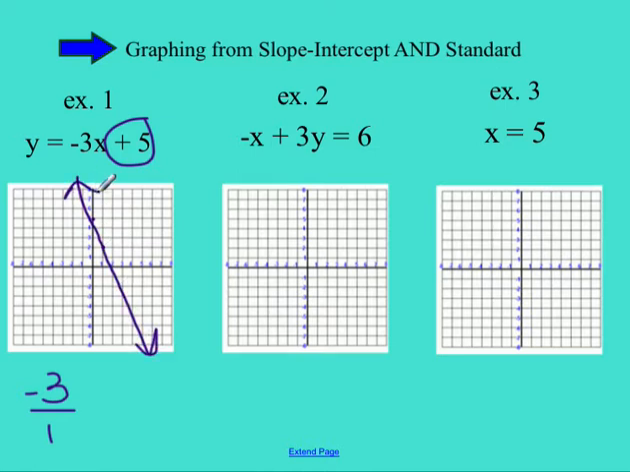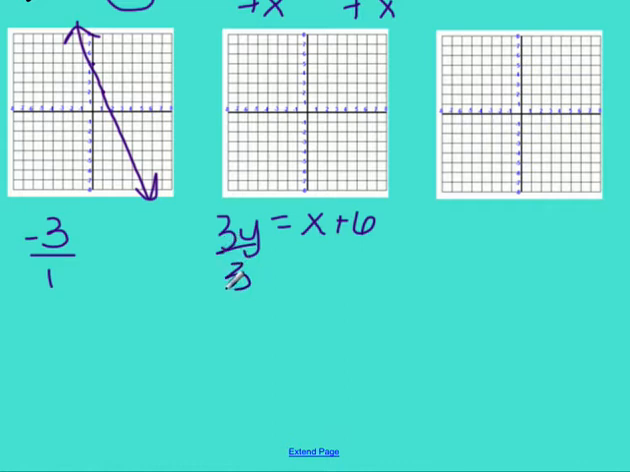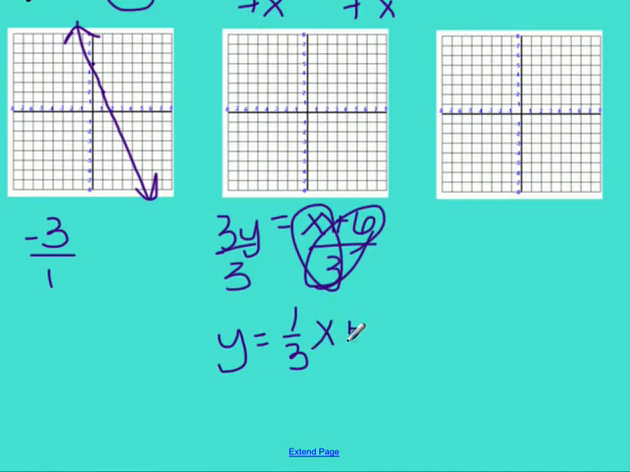Taking a look at the second example, we need to solve this for y in order to graph it. Since that's a negative x, I'm going to add x to both sides. So I get 3y is equal to x plus 6. Now I need to solve for y, so I divide both sides by 3. I need to make sure I divide both pieces by 3. So this becomes 1/3 x, and 6 divided by 3 gives me 2.